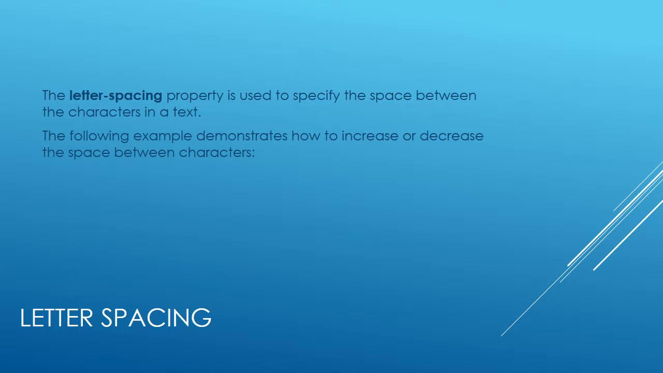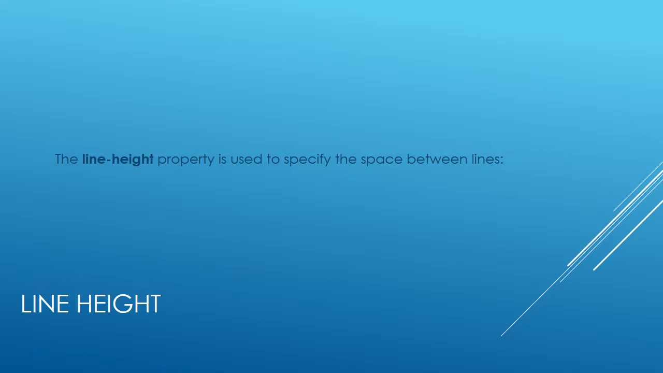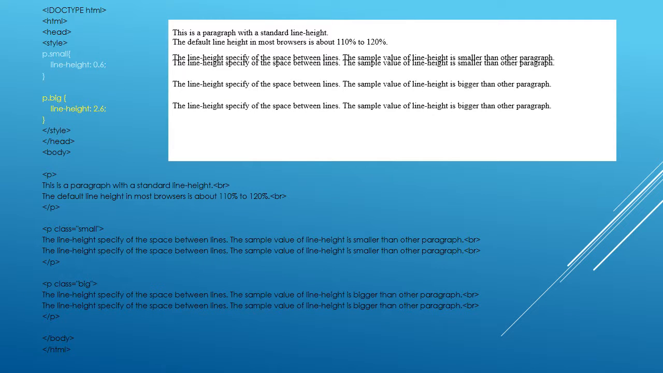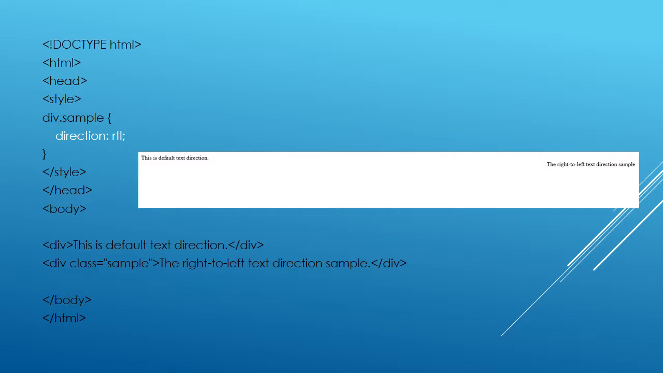The letter-spacing property is used to specify the space between the characters in a text. The following example demonstrates how to increase or decrease the space between characters. An example of letter-spacing property. The line-height property is used to specify the space between lines. An example of line-height property. The direction property is used to change the text direction of an element. An example of text direction property.